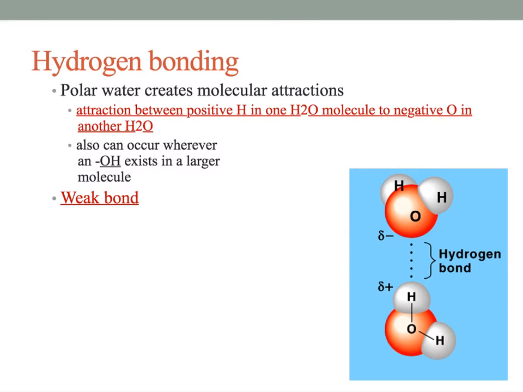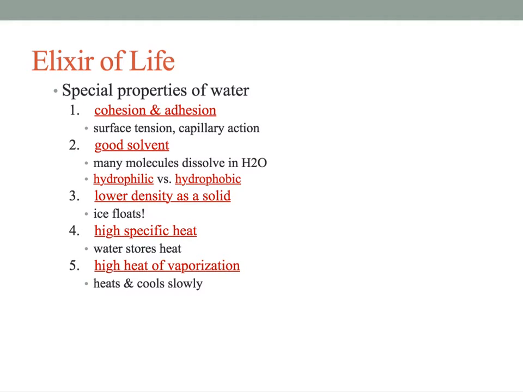Okay, let me say it again. If you throw water, it scatters, right? Water can create steam, it can create ice. So the bonds are not strong, but they are present. Here we go, the five awesome characteristics of water, the elixir of life. So you've got cohesion and adhesion, it's a good solvent, lower density, high specific heat, high heat of vaporization. Hopefully you're just enamored and in love with water after I get through this.